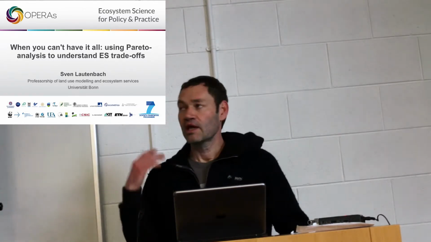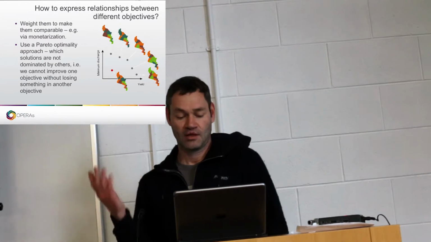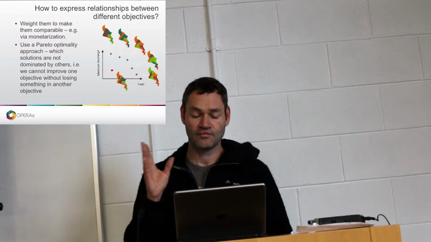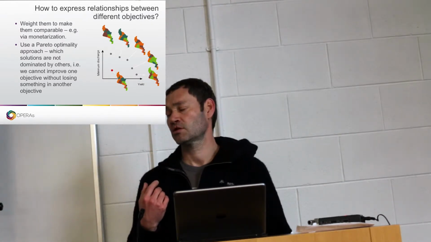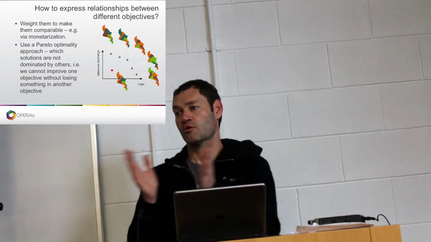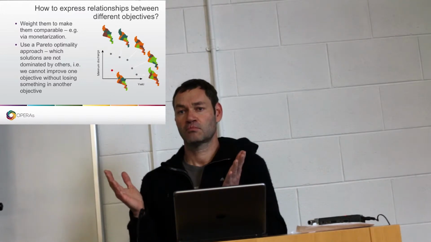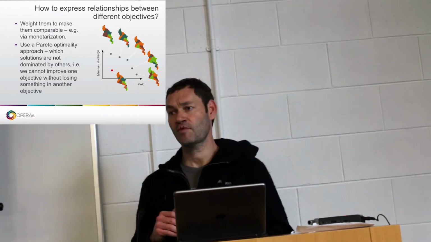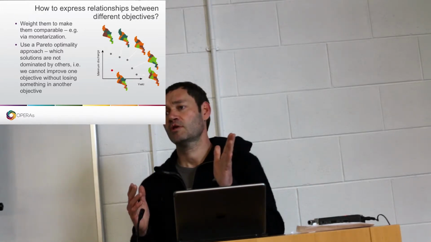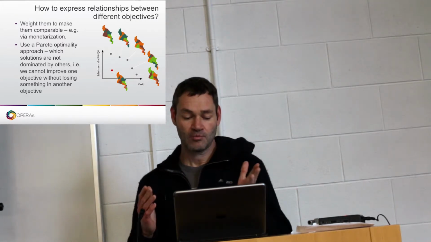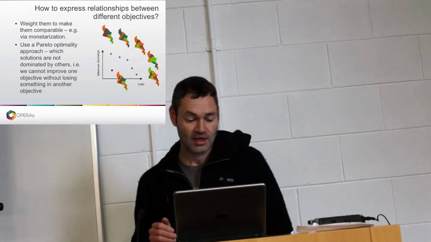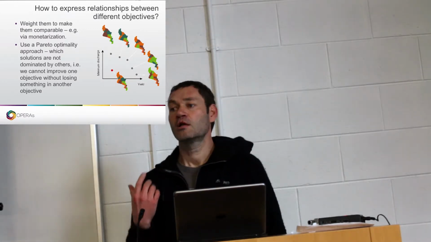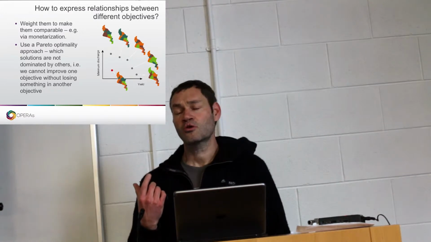So the idea is if you have several different objectives, say for example crop yield in a catchment and the minimum discharge in a catchment, the question is, well, how do we make these things comparable? You could either weight them by introducing some arbitrary weights or some educated guesses for the weights. You could put monetary values on it to make them comparable, or what I'm going to advertise here, use a Pareto optimality approach. That means looking at solutions that are not dominated by others.